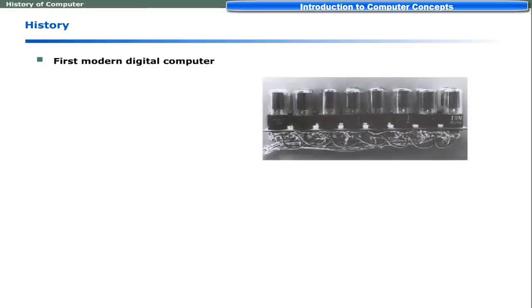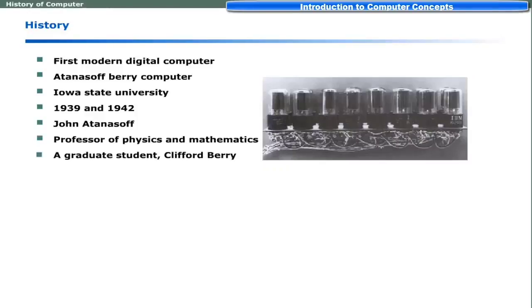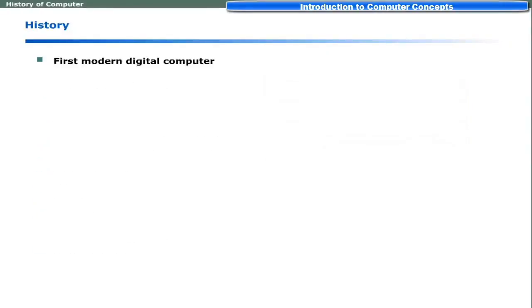The first modern digital computer, the Atanasoff-Berry computer, was built on the Iowa State University campus between 1939 and 1942. The development team was led by John Atanasoff, professor of physics and mathematics, and a graduate student, Clifford Berry. This machine included many features like binary arithmetic, parallel processing, storage, and computer functions. It weighed about 750 pounds and could store about 3,000 bits of data.